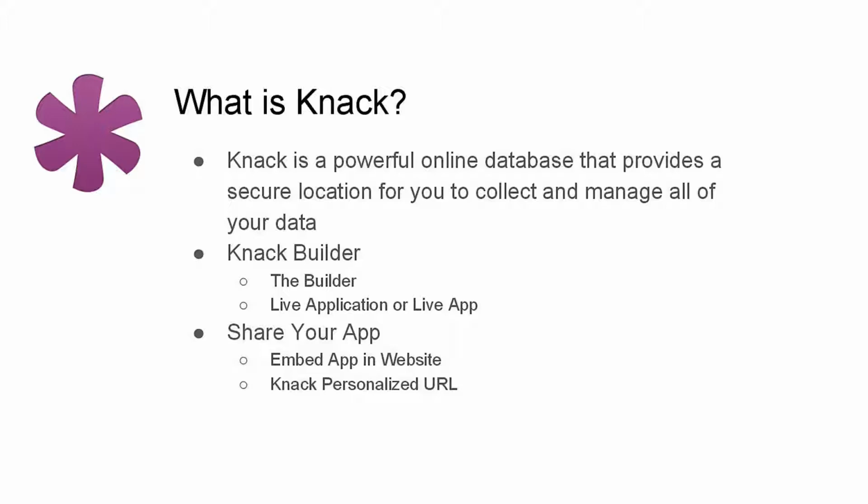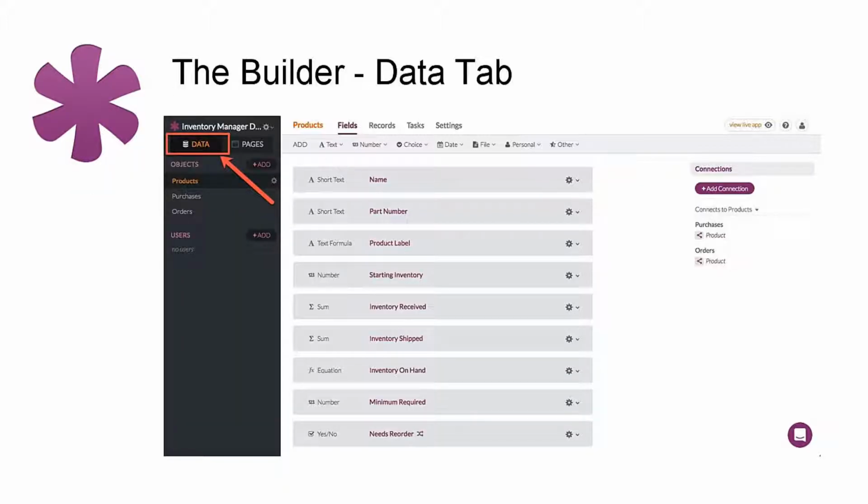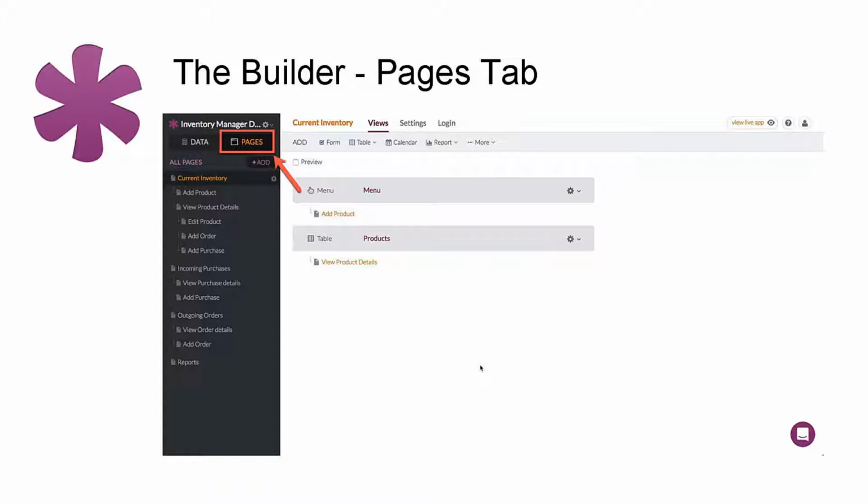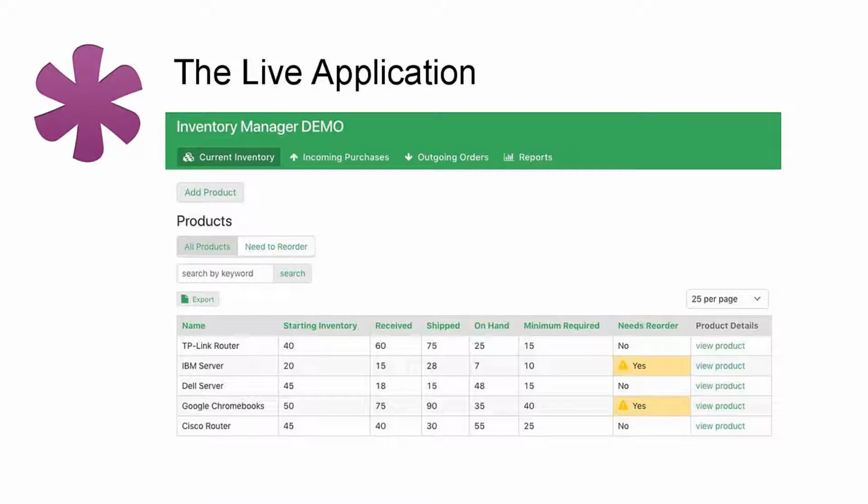In the building process, you'll hear me throughout this webinar refer to the builder and the live application, or live app. The builder is where all of your data is defined and stored. This includes the Data tab and a Pages tab. The Data tab is where you define your data, and this is also where your data is stored. The Pages tab is where you design how your users will interact with your data using tools like forms, reports, maps, and more. You can then access your app through the live application, where users can view and update their data that you have shared with them.